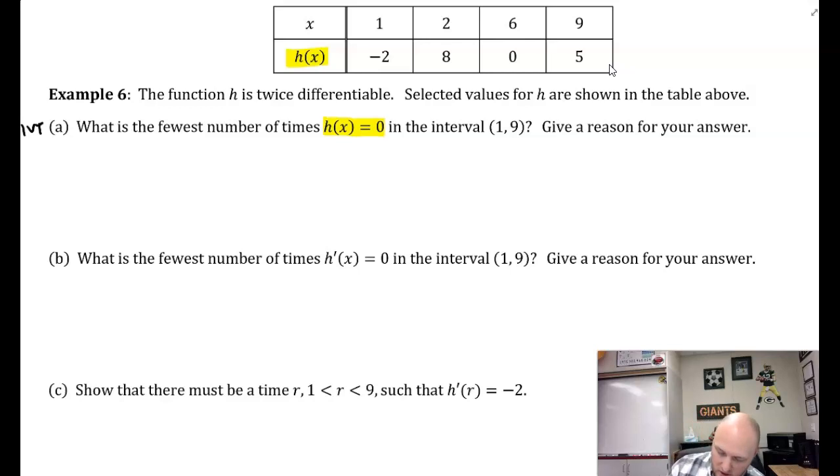So what we're going to go ahead and do is we're going to, first of all, state h is differentiable and therefore continuous.